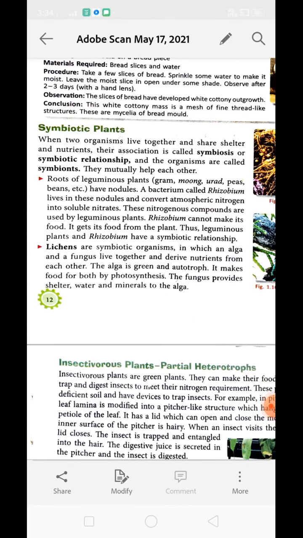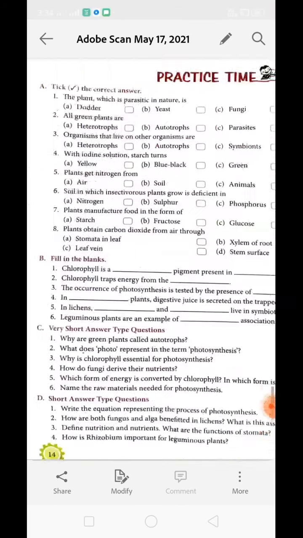Roots of leguminous plant have root nodules. A bacteria called Rhizobium lives in these nodules and converts atmospheric nitrogen into soluble nitrate. These nitrogenous compounds are used by leguminous plant. Understood? This is your answer. Now next question.